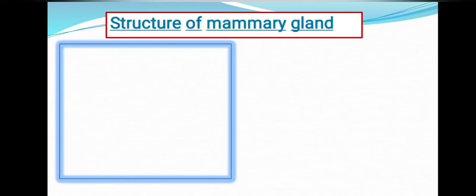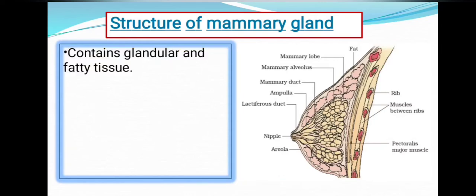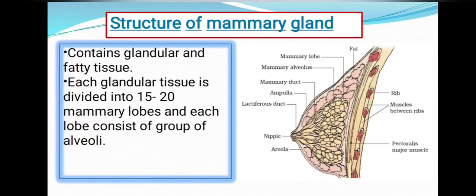Let us move on to the accessory glands, which consist of mammary glands. We'll see the structure of the mammary gland now. Here is the diagrammatic structure of the mammary gland, which contains glandular and fatty tissue. You can see the fatty tissue here and the glandular tissue here. Each glandular tissue is divided into 15 to 20 mammary lobes.